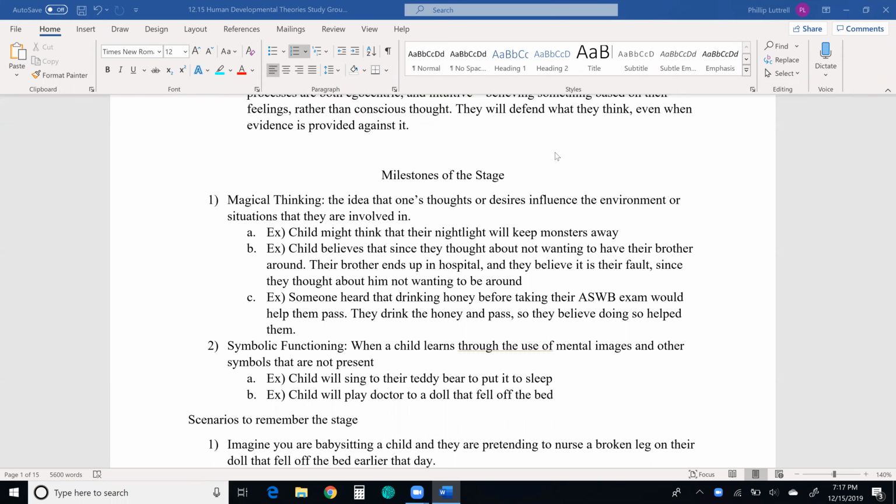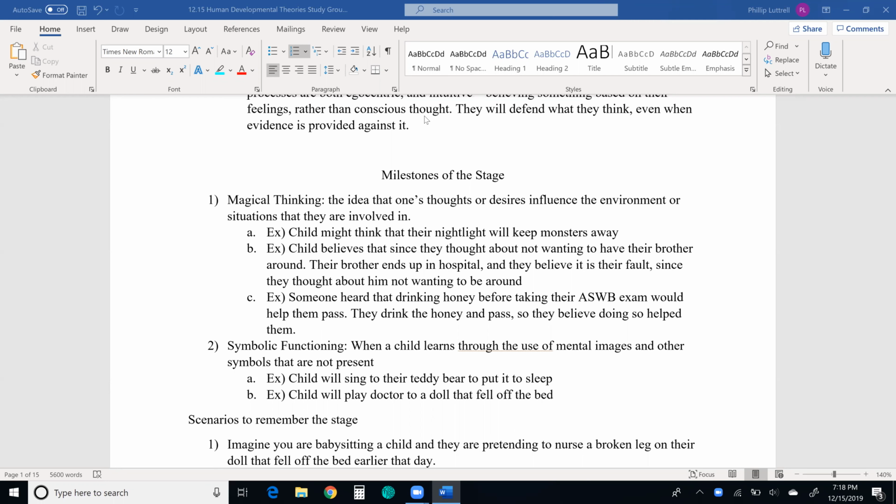The second milestone, symbolic functioning, is when a child learns the use of mental images and other symbols that are not present. So, for example, the child will sing to their teddy bear to put it to sleep. So, they have been sung to sleep or they've seen someone get sung to sleep. So, they start singing inanimate objects to sleep based on the fact that that's what they think should happen for everybody. They utilize that experience and impose it on anything in their environment.